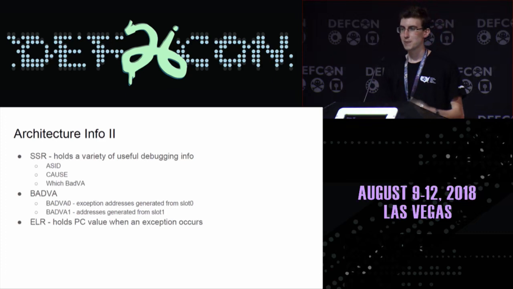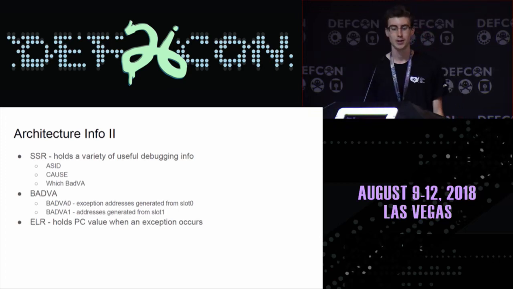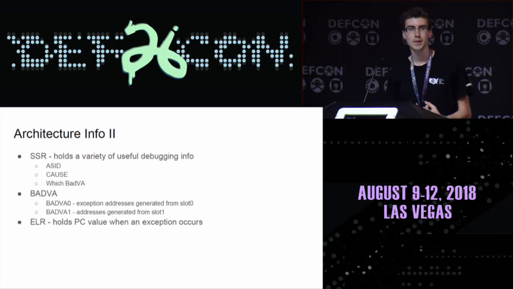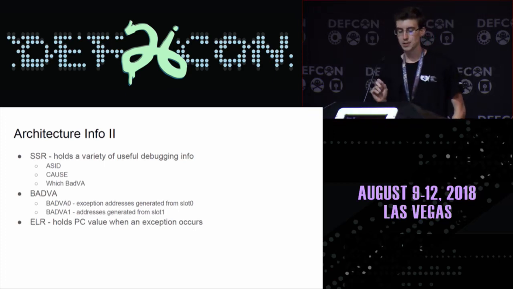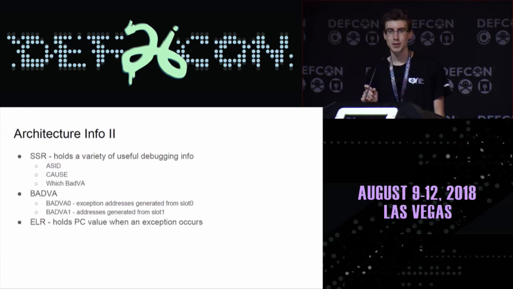Besides your standard registers, where we pass arguments in them and it works like a computer, they added in a couple of really useful things for debugging. So you have a system status register, which is the first place you should be checking when you get a RAM dump or any kind of crash. This holds the ASID, which is the address space ID the crash happened in. It'll hold an 8-bit value for the cause of the crash, whether it was a page fault or divide by 0 or your other standard operations. And it will tell you which of the virtual address registers to look in for more information.